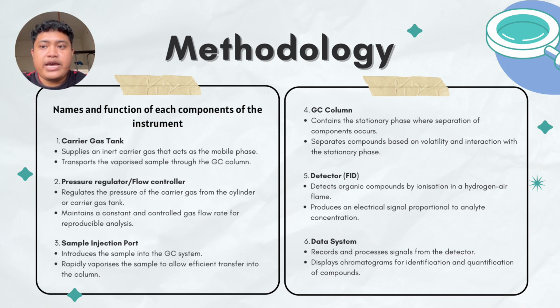The fifth one is the detector, or in this analysis, the FID. It detects organic compounds by ionization in a hydrogen-air flame. It also produces an electrical signal proportional to the analyte concentration. And lastly, we have the data system, or in this analysis, a computer. It records and processes the signal from the detector. It also displays the chromatogram for identification and quantification of the compounds.